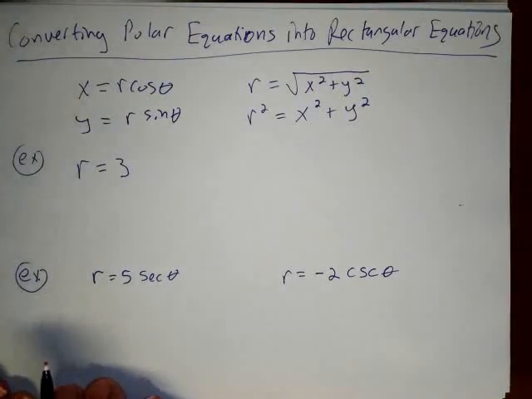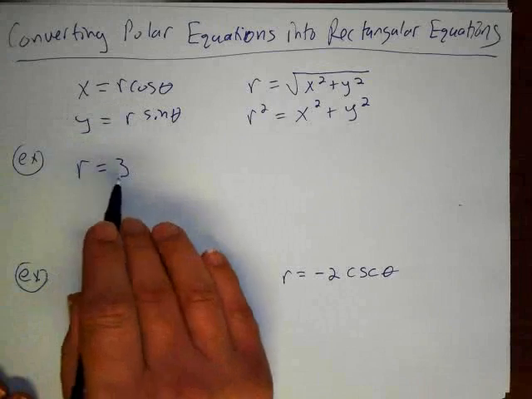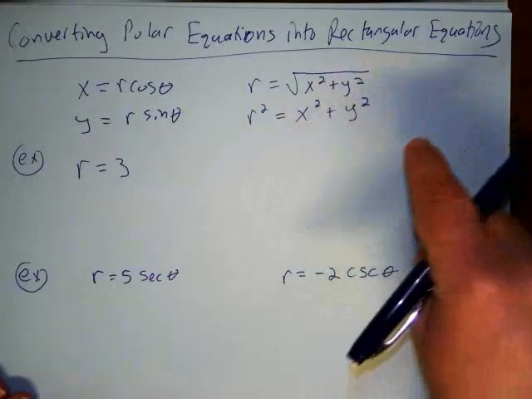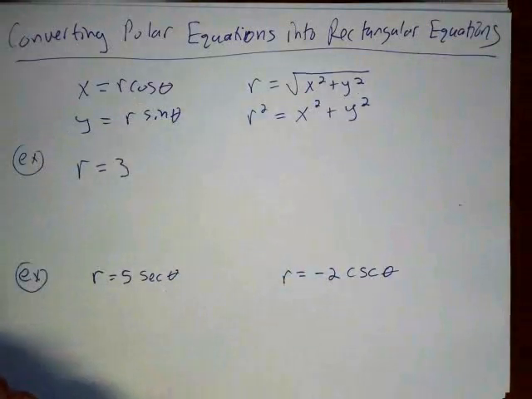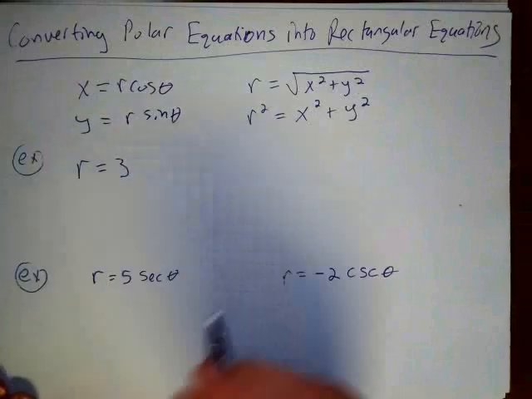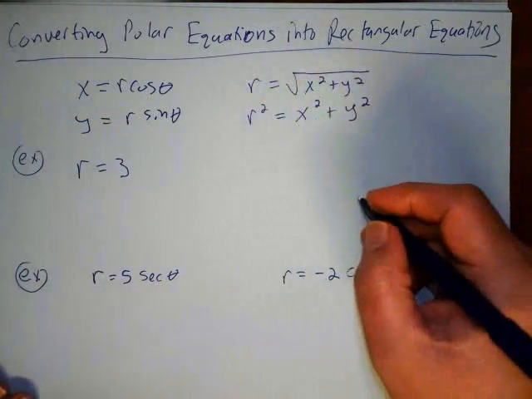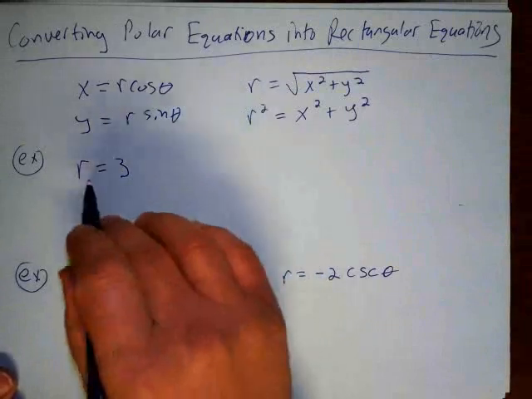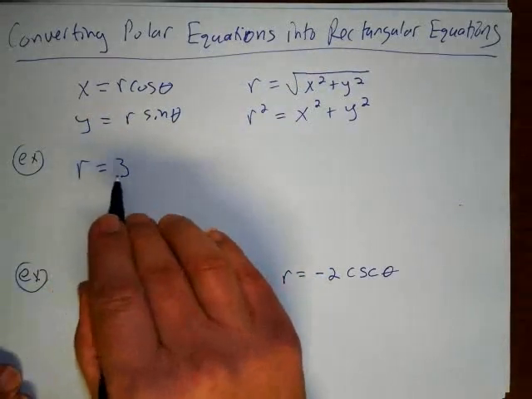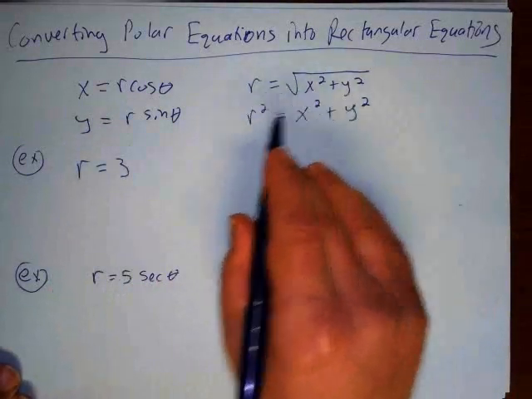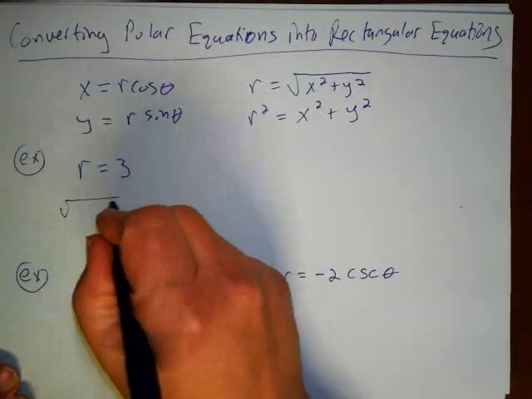Okay, so remember the r equals 3. Those are the concentric circles. So this should be the equation of a circle with a radius of 3, right? So r is equal to the square root of x squared plus y squared, so I can plug that in. So I'll do that.